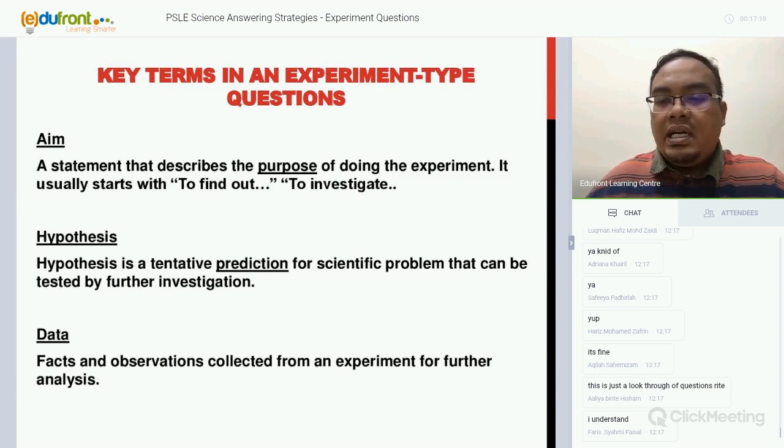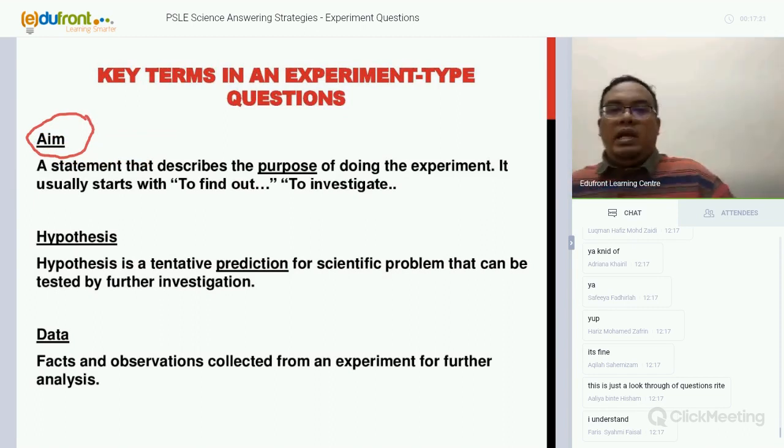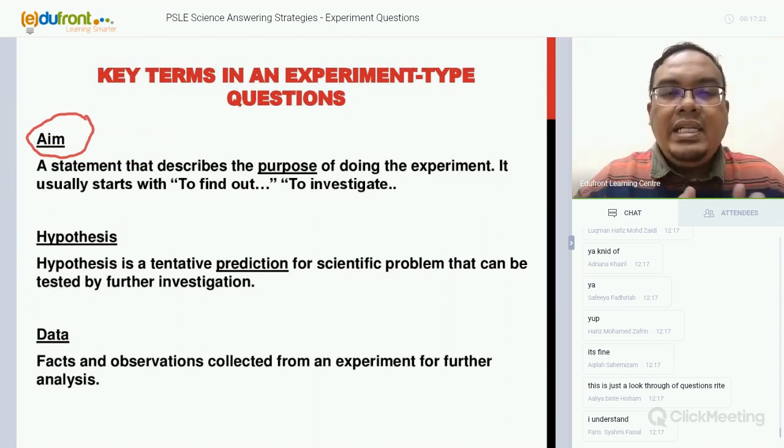So this is just a recap session. All right. So first of all, when you see an experiment question, you must identify the aim of the experiment. Okay. So when scientists conduct an experiment, there must be a certain purpose, right? We will not conduct the experiment without any purpose.